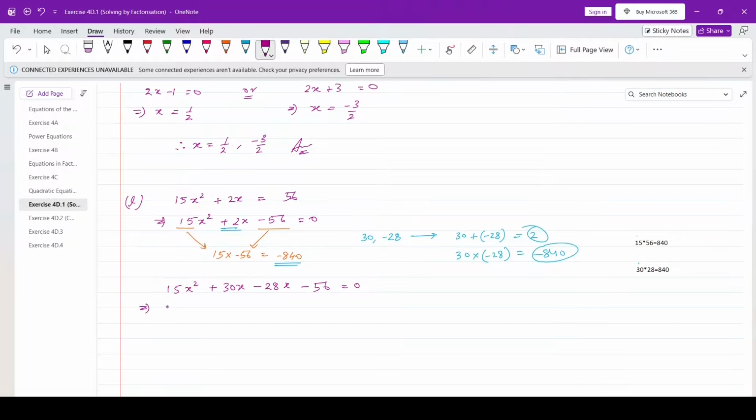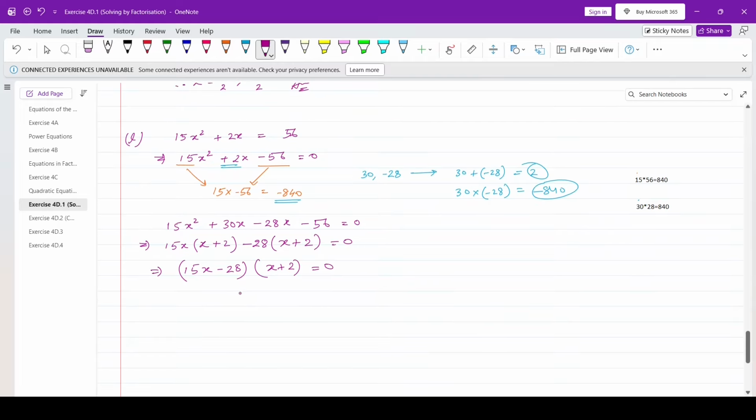Taking 15x common, we get x plus 2. Taking negative 28 common, we get x plus 2. Therefore, 15x minus 28 times x plus 2 is equal to 0. From here 15x minus 28 is 0 or x plus 2 is 0.